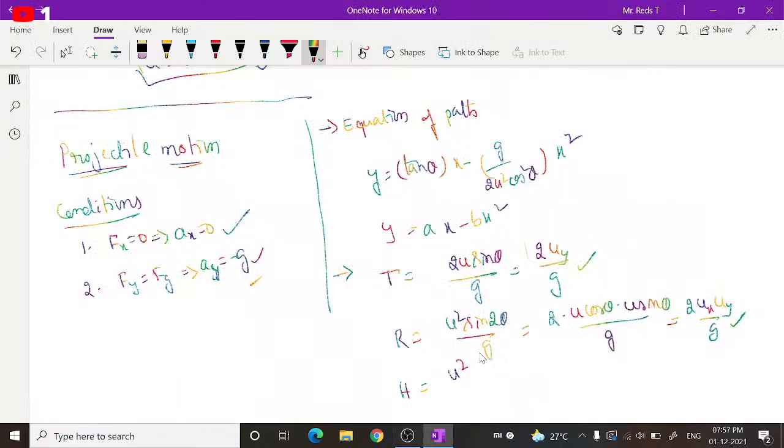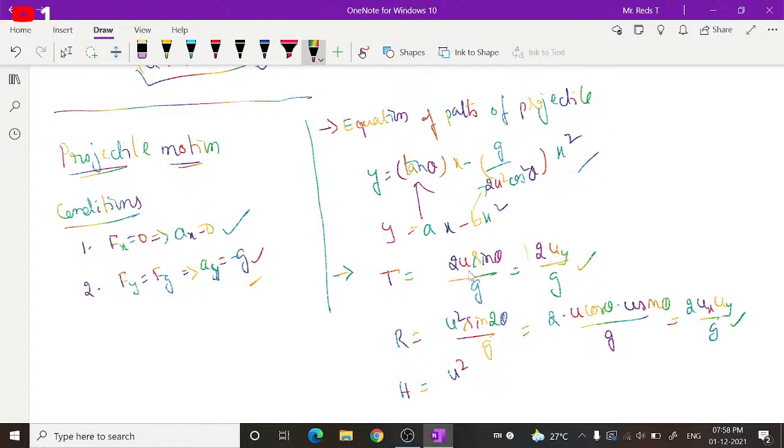Yes guys, just a brief revision of today's discussion. In the previous session, we discussed the equation of path of projectile. It is nothing but y is equal to tan theta into x minus g by 2 u square cos square theta into x square. This can be expressed in this form, where a will be this and b will be this constants. And time of flight, we have discussed, is 2 u sin theta by g.